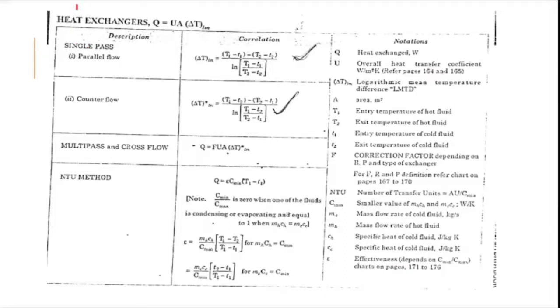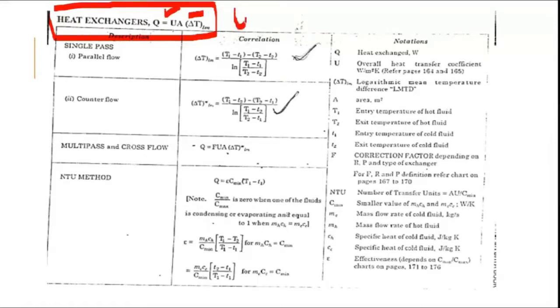So we have heat exchangers. When you will go to the page of heat exchangers, this is the first relation which is given. The relation is for Q, and Q is given by UA delta T Lm. Delta T Lm is nothing but theta m, logarithmic mean temperature difference. So they have given logarithmic mean temperature difference for parallel flow heat exchanger. They have given LMTD for counter flow heat exchanger.